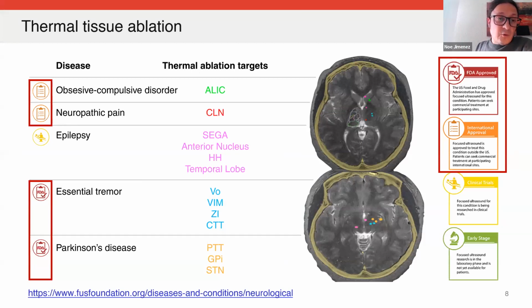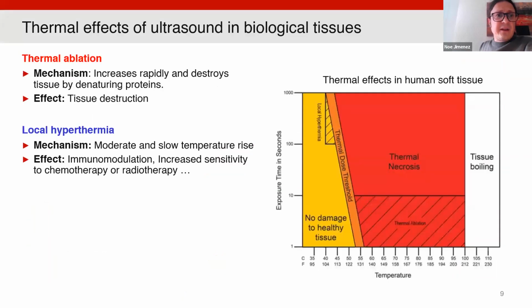This thermal ablation is right now used for a lot of different diseases. For example, it is approved outside of the US for obsessive compulsive disorder and neuropathic pain, and also inside of the US for these motion disorders of Parkinson's disease. It's not healing Parkinson's disease, but it's treating the motion disorders. And it's also being tested in a lot of different applications in clinical trials. So it is very interesting to raise the temperature and to ablate tissues.